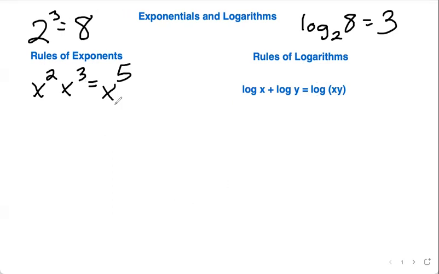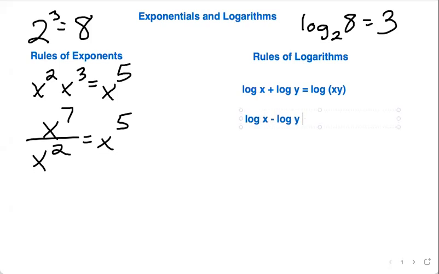For exponents, if you have x to the 7th over x to the 2nd, that would be x to the 5th as well, because when you divide, you combine by subtracting. With logs, when you subtract, you combine by, you guessed it, dividing.